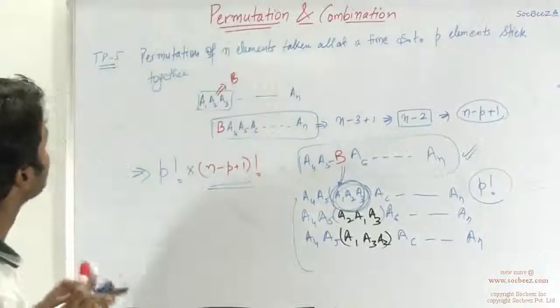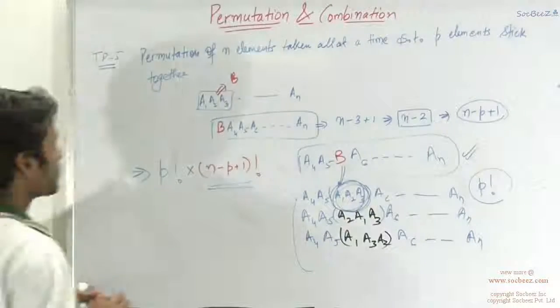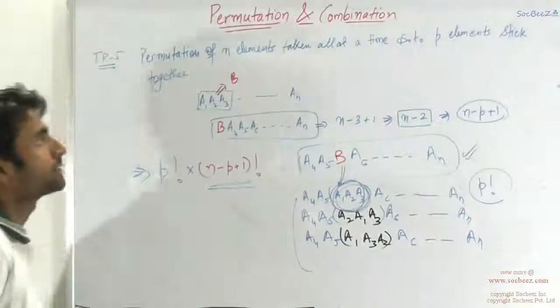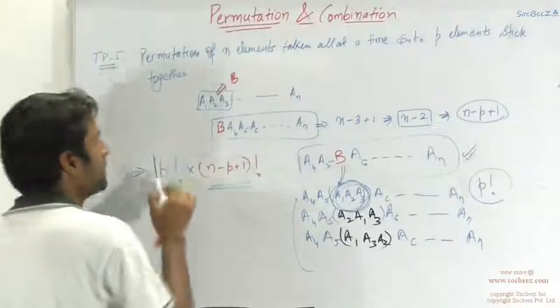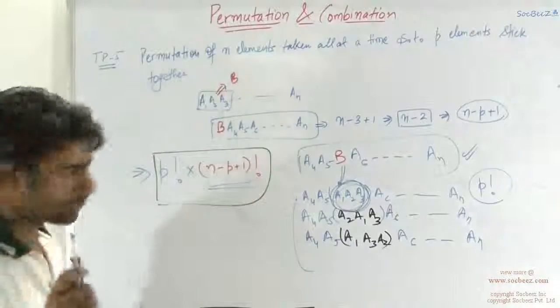So this is our TCP 5. That is the total number of permutations of n elements where p elements want to stick together. That is, you just treat them as one block.